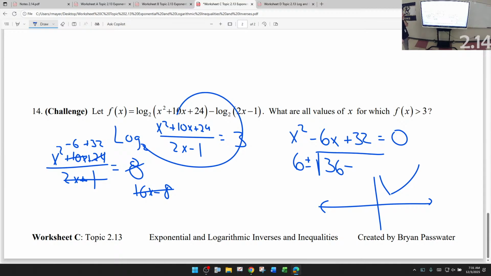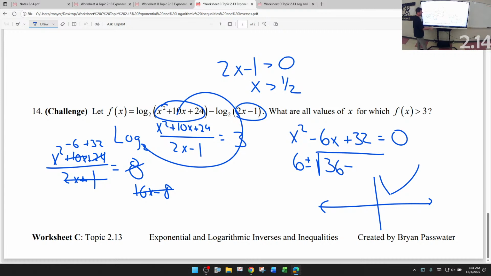I think the only thing we're concerned about is taking the log of a negative. In other words, 2x minus 1 has to be greater than 0, because there's no way you can take the log of a negative. So if you add 1 and divide by 2, x has to be greater than 1/2. It has to be.